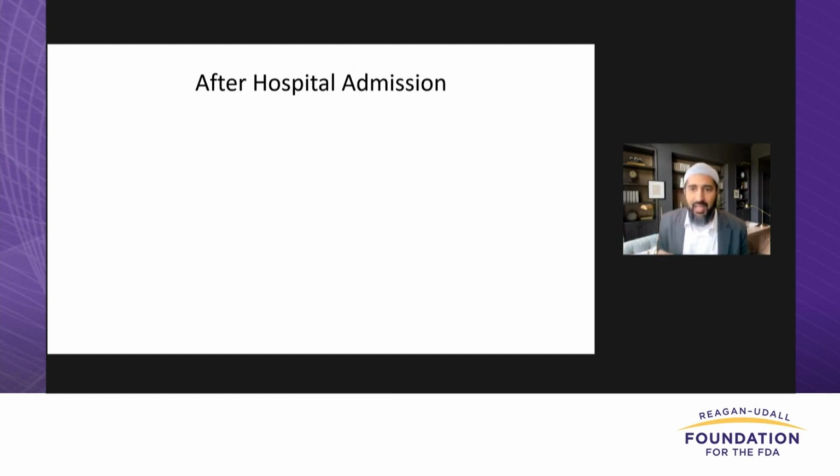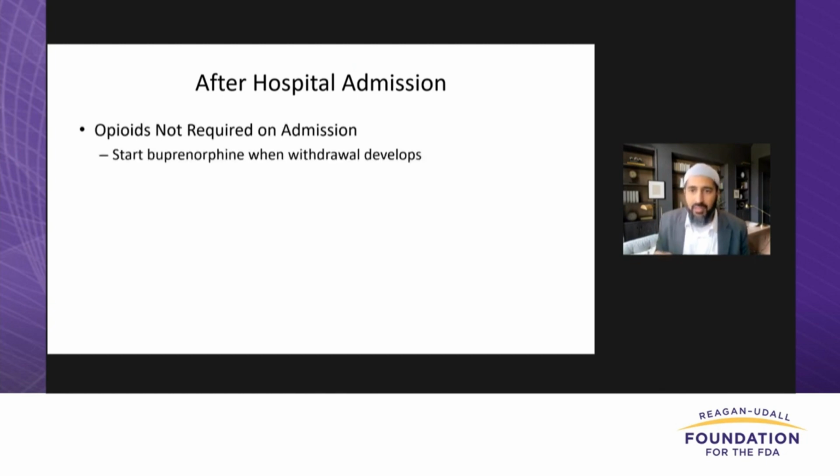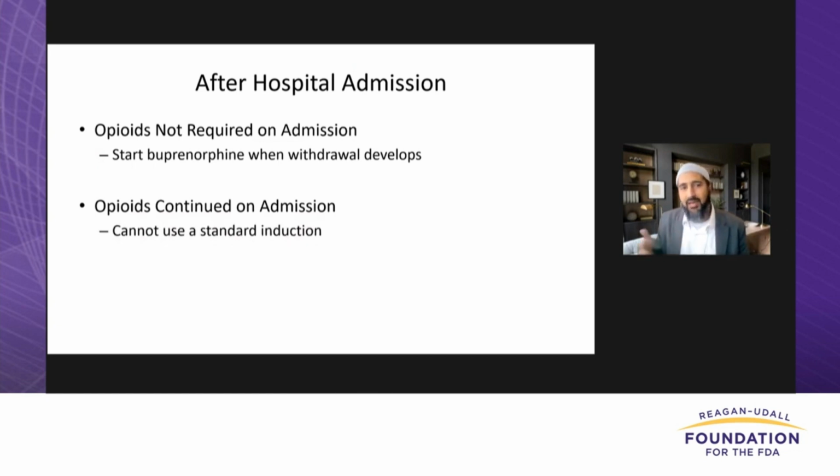If not started yet and their admission does not require opioids, then you have another opportunity to just start the buprenorphine directly while they're admitted if withdrawal is anticipated. However, if withdrawal is not anticipated, if their hospital admission requires opioids, like full agonist opioids such as morphine and oxycodone, which many hospital admissions do, then a standard induction or directly starting buprenorphine is not an option, because oftentimes patients will stay on full agonist opioids throughout their hospitalization and perhaps afterwards, and we don't want to miss that opportunity to start buprenorphine in them.